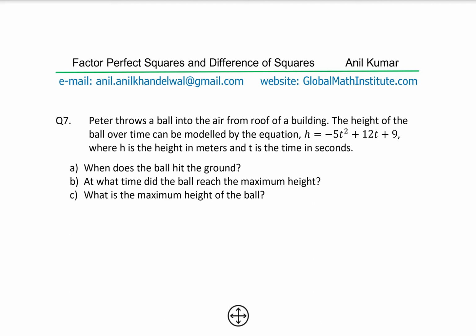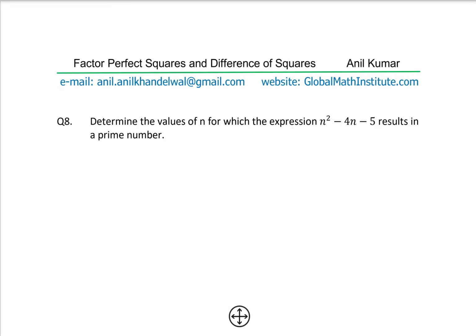When does the ball hit the ground? At what time did the ball reach the maximum height? What is the maximum height of the ball? Very common application question. You should definitely know how to answer this. The last question here is tricky. It says determine the values of n for which the expression n squared minus 4n minus 5 results in a prime number. So that is probably a tricky question, but I think others are straightforward knowledge-based questions.